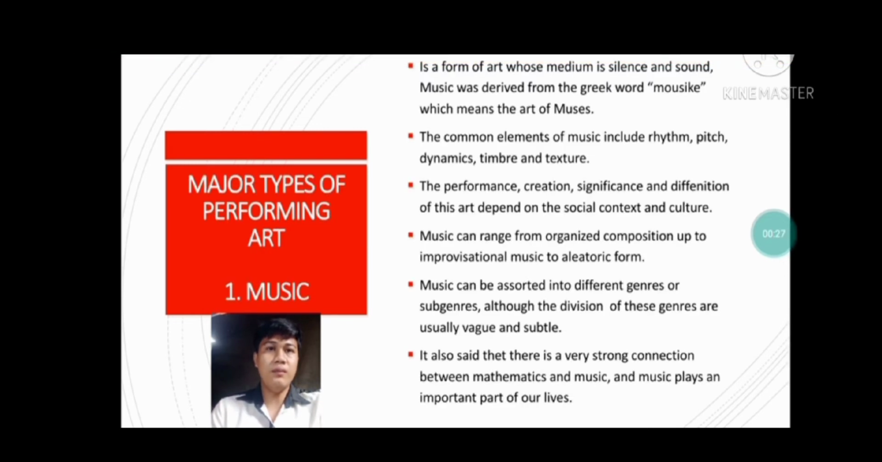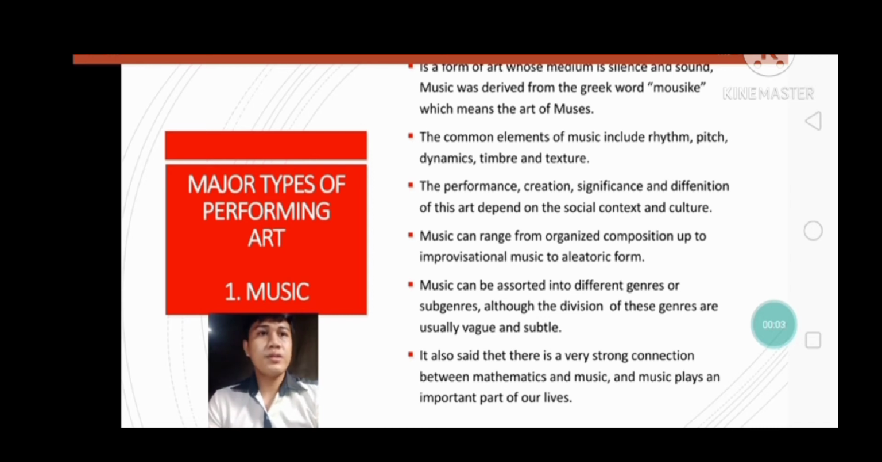Next are the major types of performing art. Number 1: Music is a form of art whose medium is silence and sound. Music was derived from the Greek word mousike, which means the art of the Muses. The common elements of music include rhythm, pitch, dynamics, timbre, and texture. The performance, creation, significance, and definition of music depend on the social context and culture.